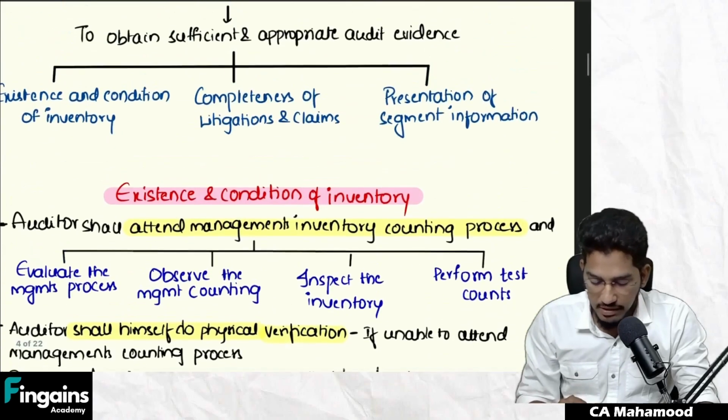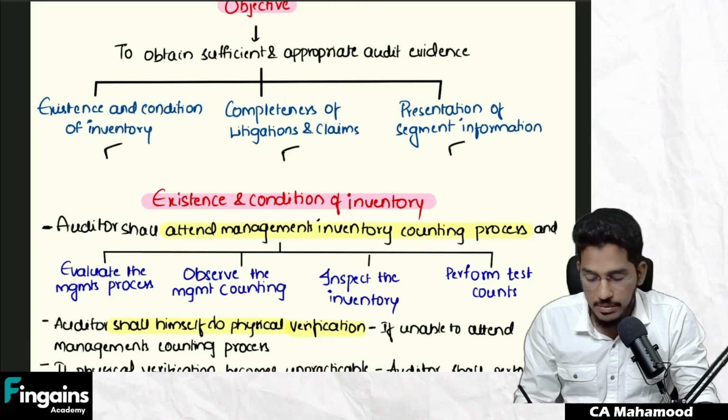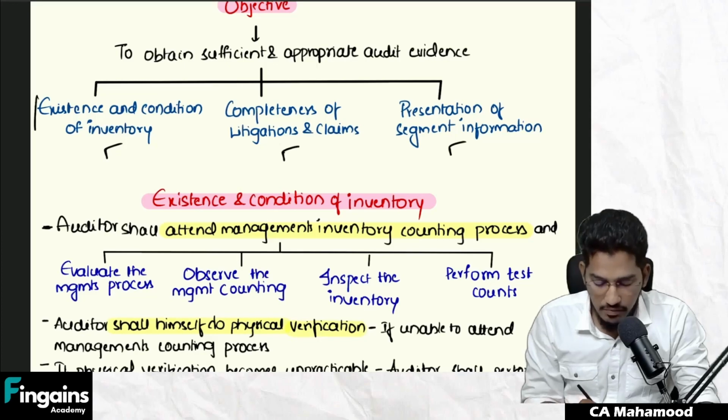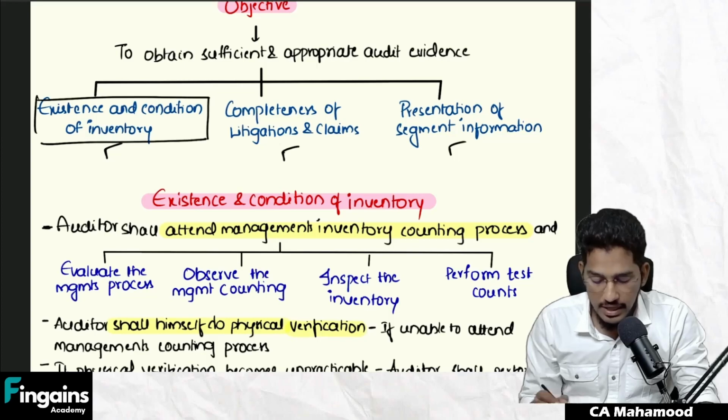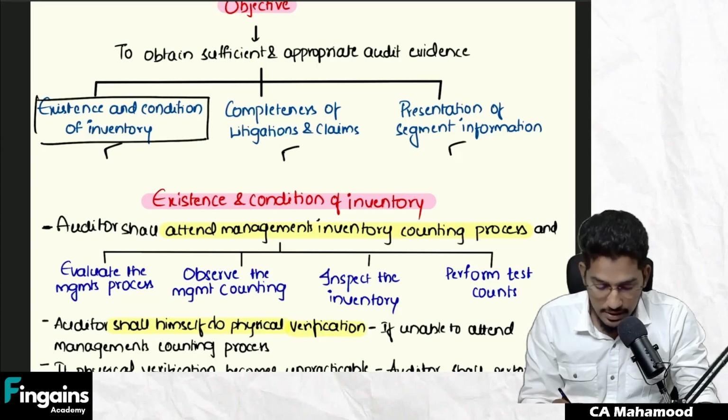As we have told, SA 501 is going to talk about how to obtain audit evidence regarding three things. What are they? Number one, existence and condition of inventory; completeness of litigations and claims; and presentation of segment information. We are done with one part, the conceptual understanding. How we can obtain audit evidence regarding existence and condition of inventory, so let us read the standard now.